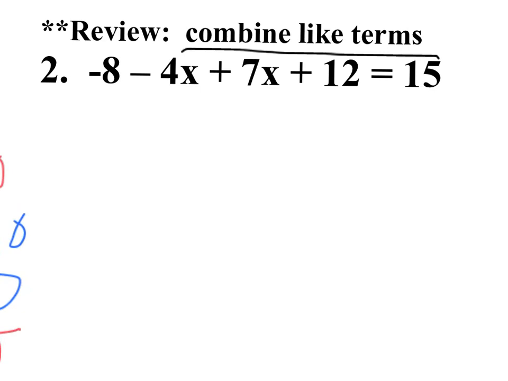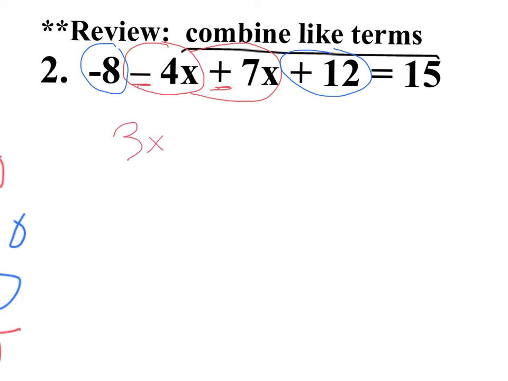Combining like terms, we're going to go ahead and use our circling technique. We're going to circle everything that is common. I'll circle the x's in red, so all the things that can be added together in red, and then all the integers in blue that we can add together. You'll see that we have a negative 4x, and we add 7x's. So if you have negative 4x's, you add 7x's, you should get 3x's. And then if you take negative 8 plus positive 12, that should give you 4.